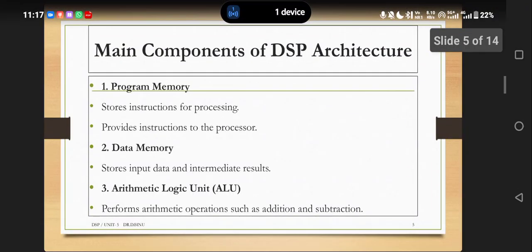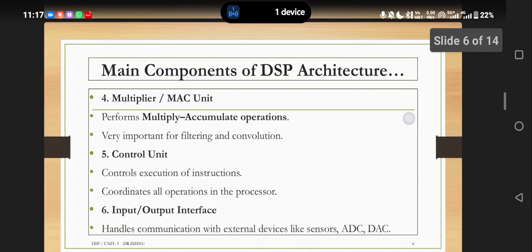The main components of DSP architecture are: program memory, which stores instructions for processing and provides instructions to the processor. Data memory stores input data and intermediate results. Third, the arithmetic logic unit performs arithmetical operations such as addition, subtraction, multiplication, and division. The multiplier MAC unit performs the multiply accumulate operation, very important for filtering and convolution operations.